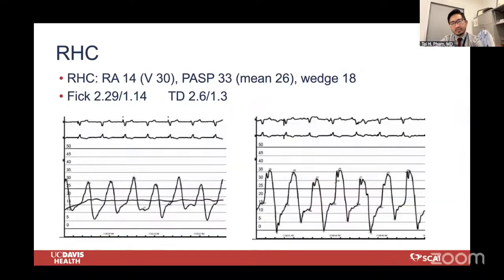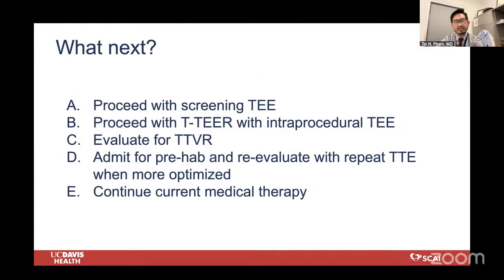As with all of our patients, we do a screening right heart cath, and here you can see she has an elevated right atrial pressure, mean of 14, with significant V waves to 30 and a very ventricularized RA tracing. She has mild pulmonary hypertension with a mean of 26, and fortunately a wedge of only 18, suggesting that most of her symptomatology is predominantly right-sided. Her index by both Fick and thermodilution are low, 1.1 to 1.3 respectively.